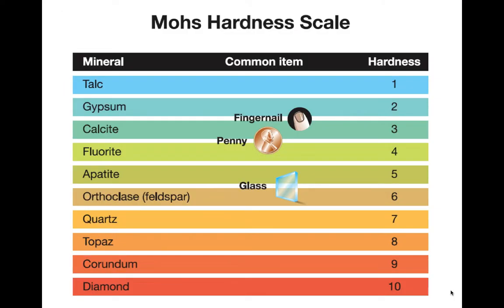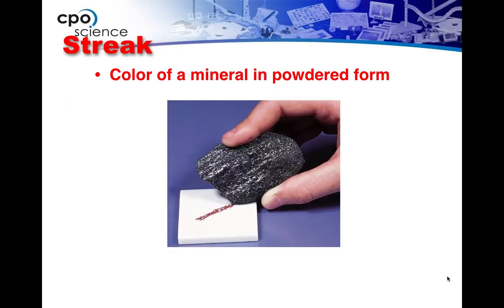So there it is again. 1 to 10, 1 softest, 10 hardest. Your fingernails are around 2.5. Pennies are around 3.5, so that's another thing we'll sometimes use. And glass is around 5.5. That's why, if you have diamond, you can actually cut glass with it, right? If you have any of these things, topaz, quartz, corundum, they're going to be able to scratch glass.